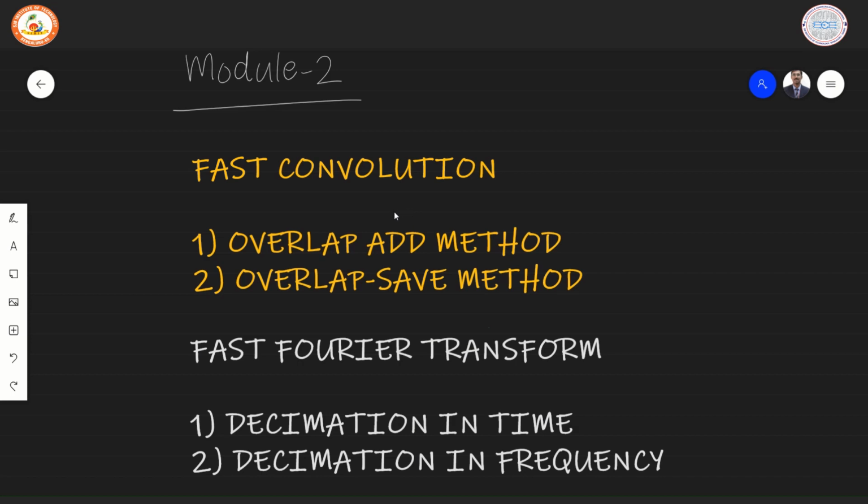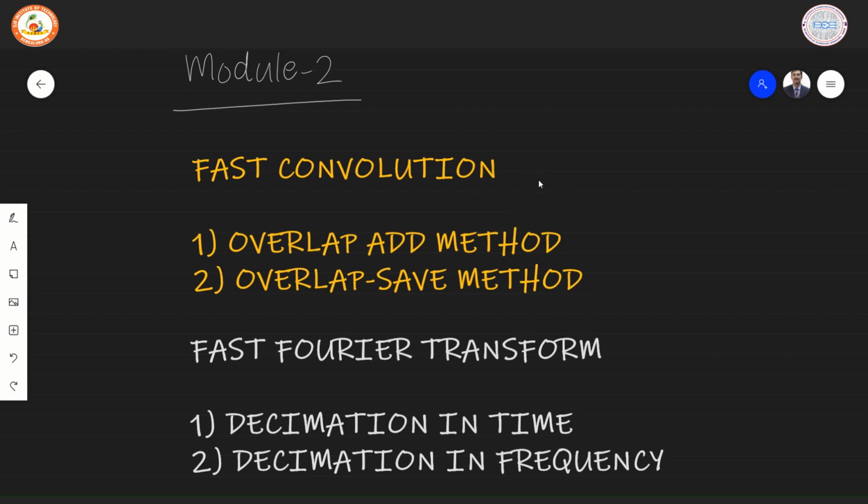In this module, we discuss mainly about the fast convolution techniques, namely overlap add method and overlap save method. Also, we discuss about the fast Fourier transform methods, which involve decimation in the time and decimation in the frequency domain.